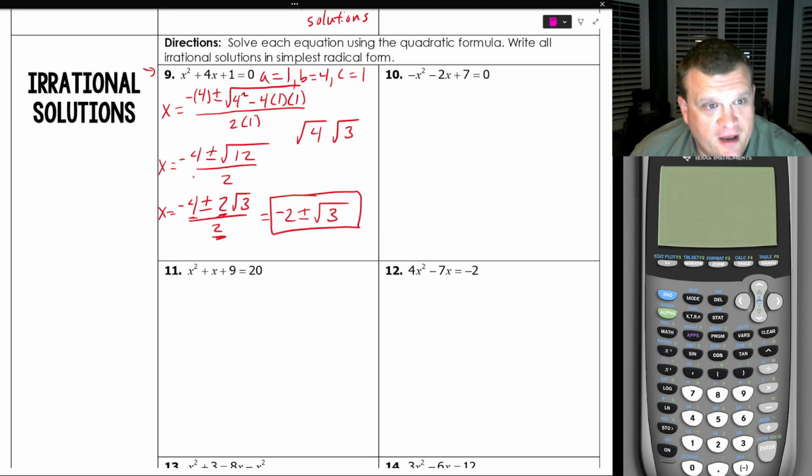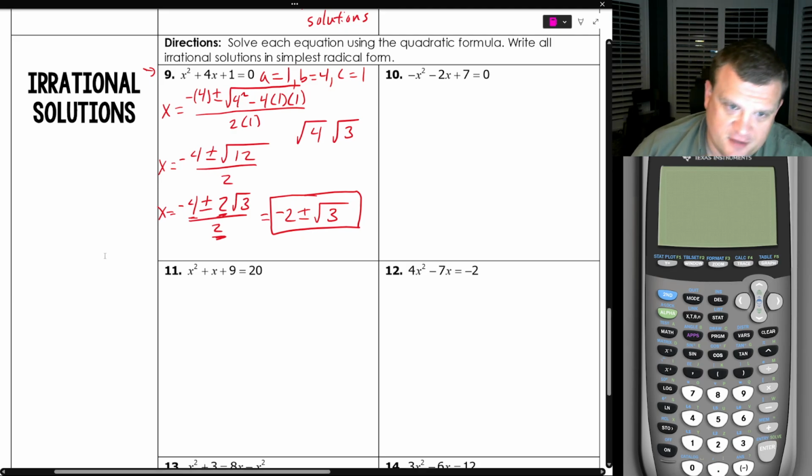You could put it in your calculator and graph it, but you're going to get some wild decimals, right? And you're going to round and create error. This right here, the quadratic formula, is the most accurate way to produce this answer, all right? And it works every single time, okay? Every single time.